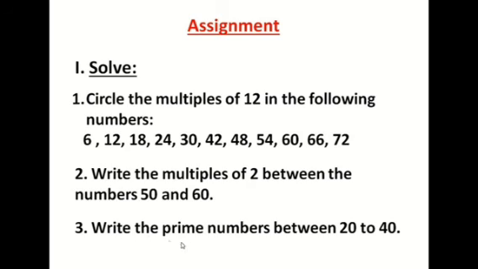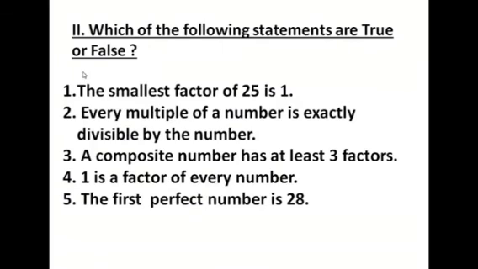Question number 3. Write the prime numbers between 20 and 40. So please write down the numbers from 20 to 40. Then find out which are the primes there. Second main, which of the following statements are true or false? Number 1. The smallest factor of 25 is 1. So find out the factors of 25 and check which is the smallest one. Then you will write whether it is true or false.